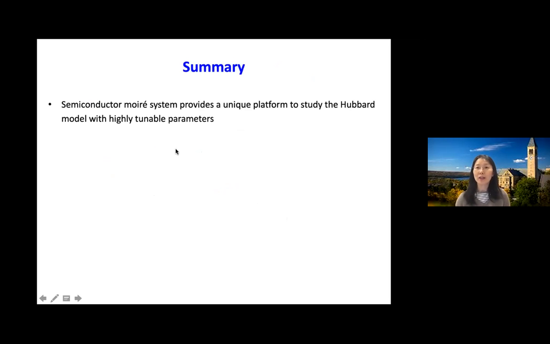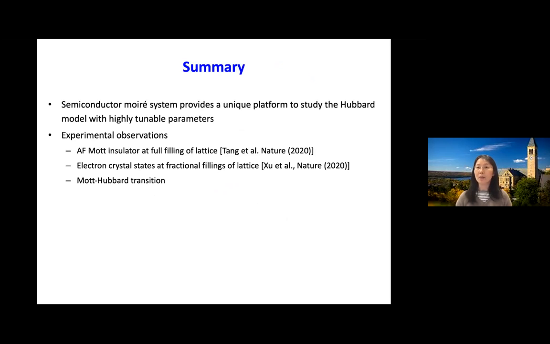So I hope I convince you that semiconductor Moire systems provide a very unique platform to study the Hubbard model with highly tunable parameters. I talk about three things. At half filling of the band, or full filling of the superlattice, we have observed antiferromagnetic Mott insulating state when U over T is large.